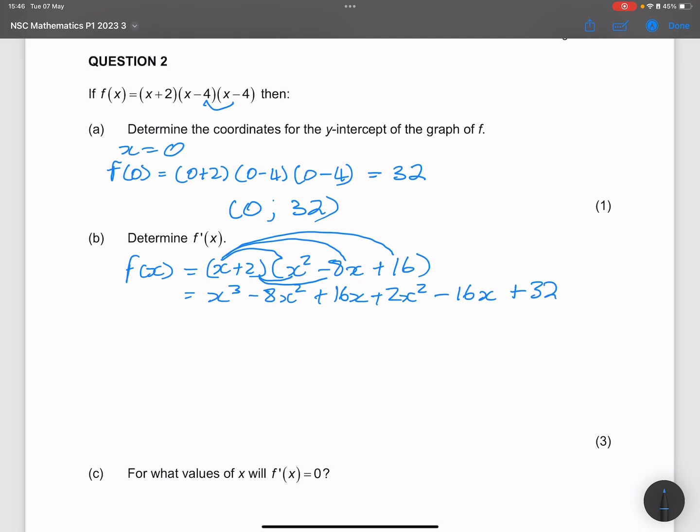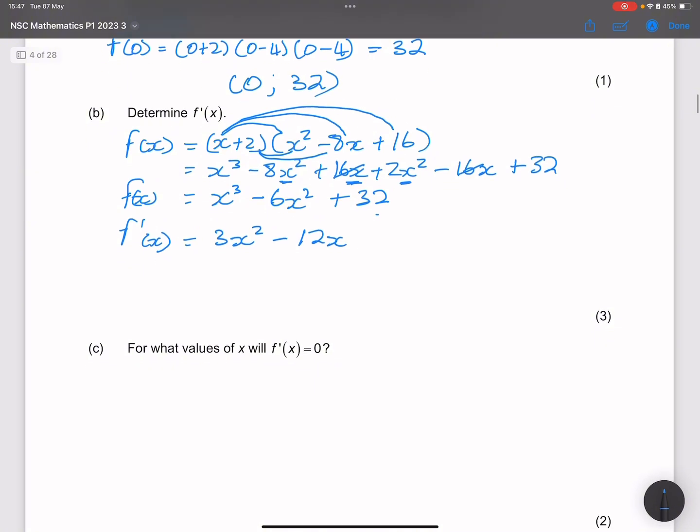Okay, so our final equation is x cubed. Our x squared terms, that's going to be minus 8 plus 2, which gives us minus 6x squared. 16x and minus 16x, those cancel out. And so this would be plus 32. All right, so that's our f of x. And so to get f prime x, we're going to say this is 3x squared minus 12x. That's it, because remember, that's a constant and it falls away.